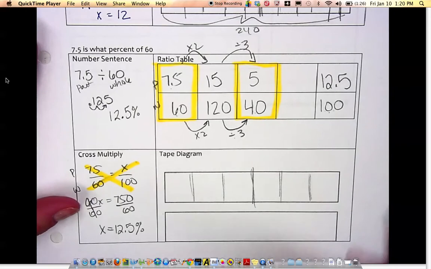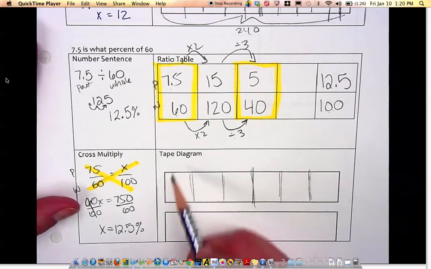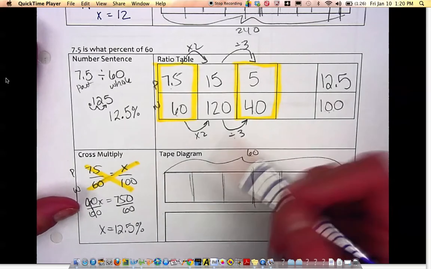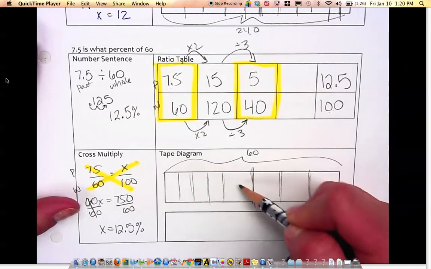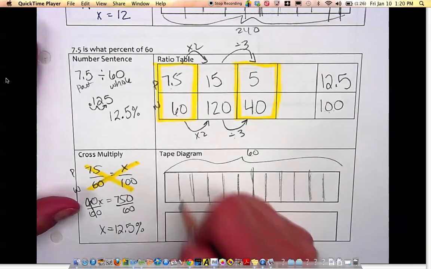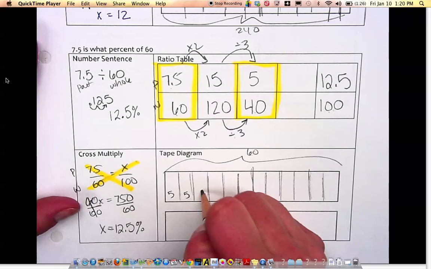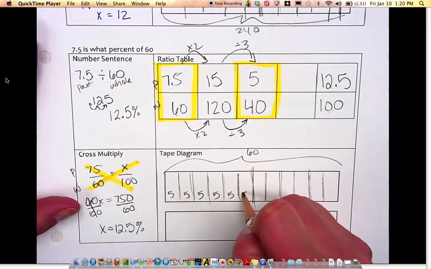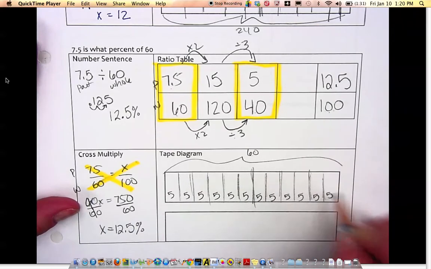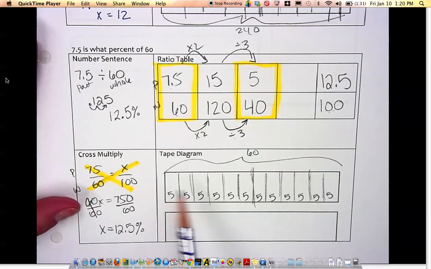And so, therefore, each of these sections, if the total is 60, each of these sections is worth 10. But I think I want to divide them in half again. So I think I'm going to make each section worth 5. Okay, so each of these is 5. And I should have 12 of them, I believe. 1, 2, 3, 4, 5, 6, 7, 8, 9, 10, 11, 12. Yep, and 12 times 5 is 60.